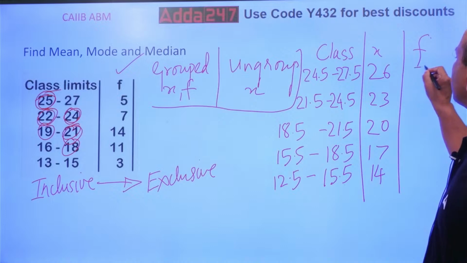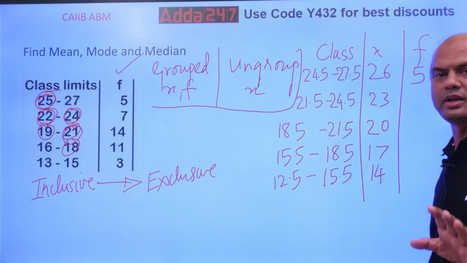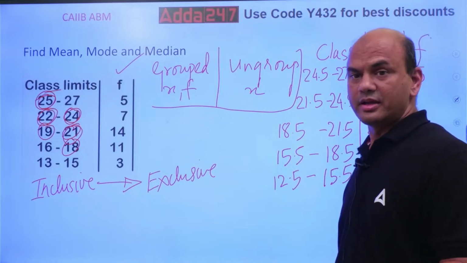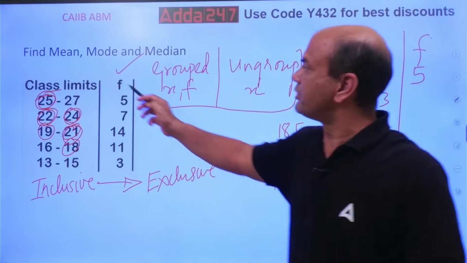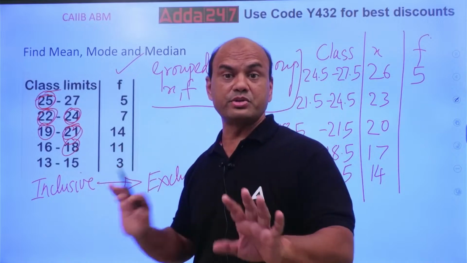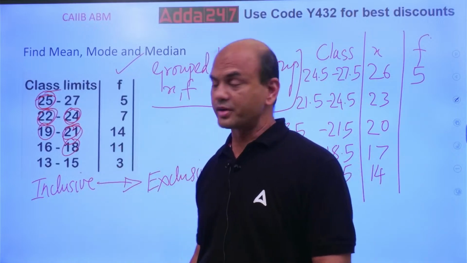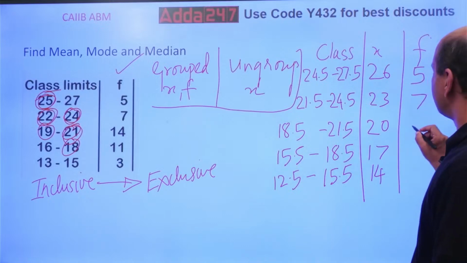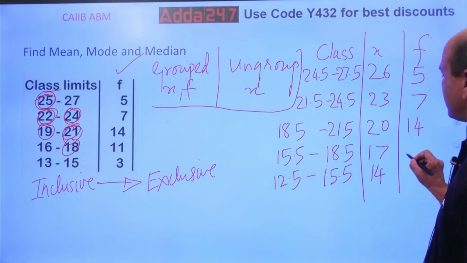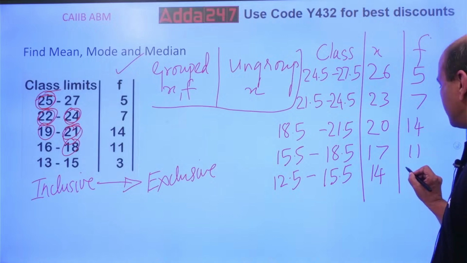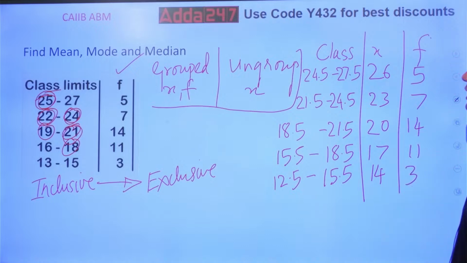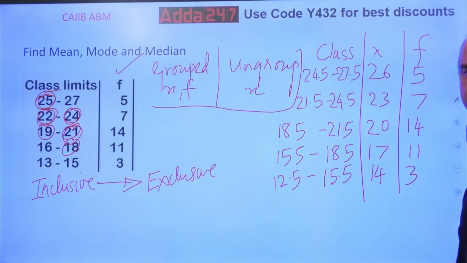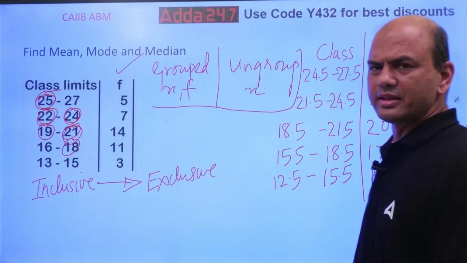Now F is given. See here, this numerical will take almost 20 minutes. This is so big, but in the exam, surely one of them will be there. Be sure about it. So F is 5, 7, 14, and 11. It's already given, no? And 3. Got it? Now you don't require this class. You require mainly only X and F.